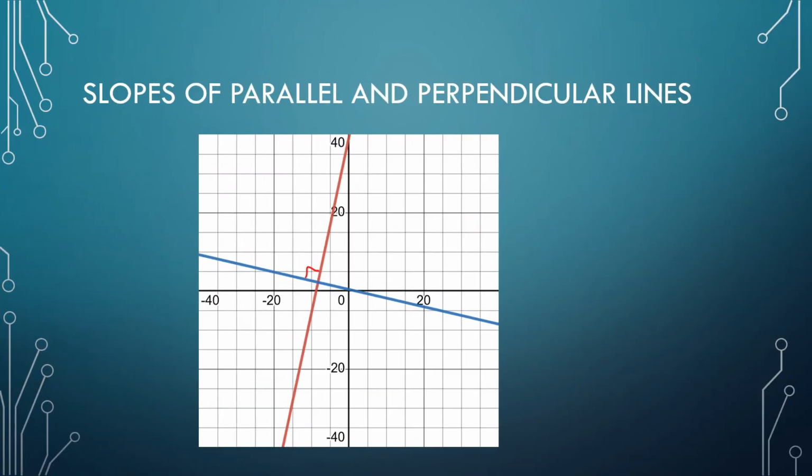Here is a graph of the two lines from the last example confirming that we did find the right equation. As you can see, the lines meet at a 90-degree angle, meaning that they are perpendicular to each other.